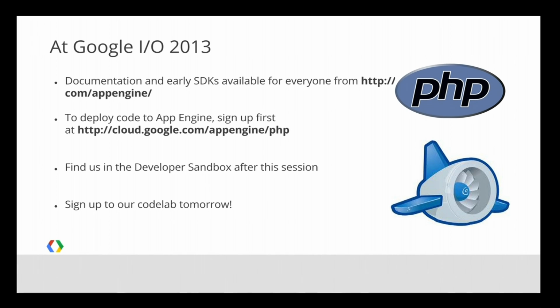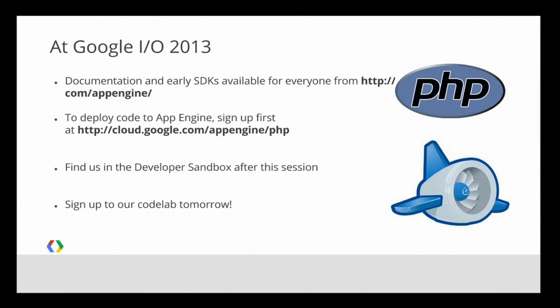So what does that mean? Well, first of all, it means that both the documentation and an early version of the SDK are available today from our developer site, developers.google.com/appengine. So you can get both of them right now, and you can use that to start developing stuff locally on your own machine. For a limited time, to actually deploy an application, you will need to be whitelisted.